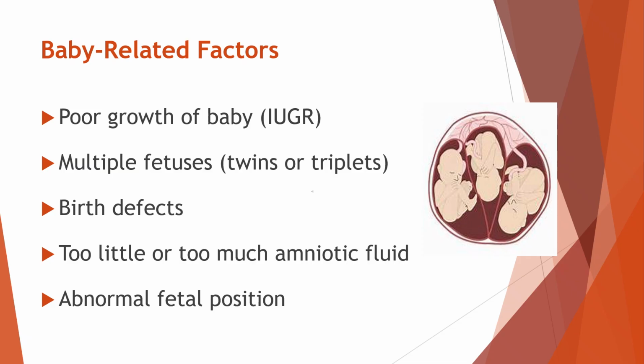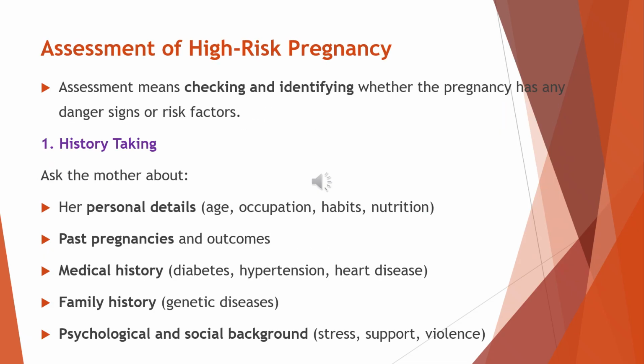Abnormal fetal position. Normally, the baby should be head down before delivery. But sometimes, the baby may be in a breech or sideways position, which can make delivery more difficult. In short, these baby-related factors can increase the risk during pregnancy and need close monitoring by healthcare professionals to ensure both mother and baby stay safe. Assessment of a high-risk pregnancy means checking and identifying if the mother has any danger signs or risk factors that could cause problems during pregnancy, delivery, or after birth.